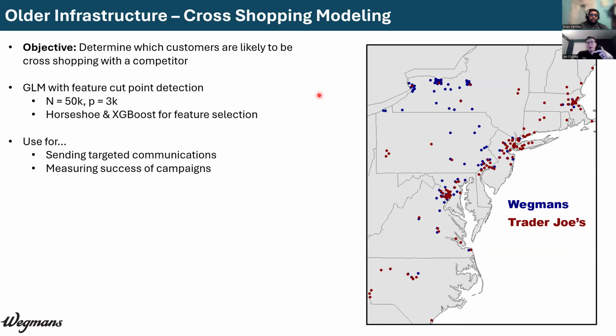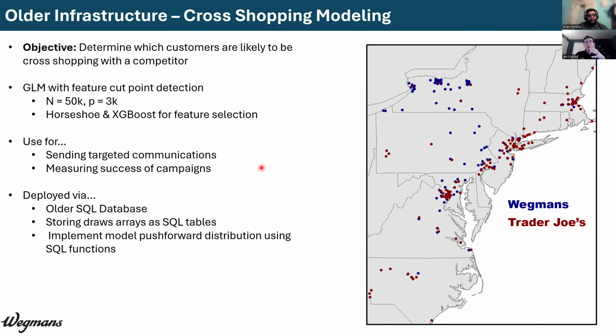This can be for a whole bunch of different models. Their whole purpose, right, is to understand and segment customers. This is huge too, right? If I'm understanding that my campaign to go after these customers is resonating with those that we said are cross shopping. So this one is deployed via an older SQL database. So again, no one's stopping you from downloading your draws as tables and uploading them as SQL tables, and that's exactly what we've done, right?